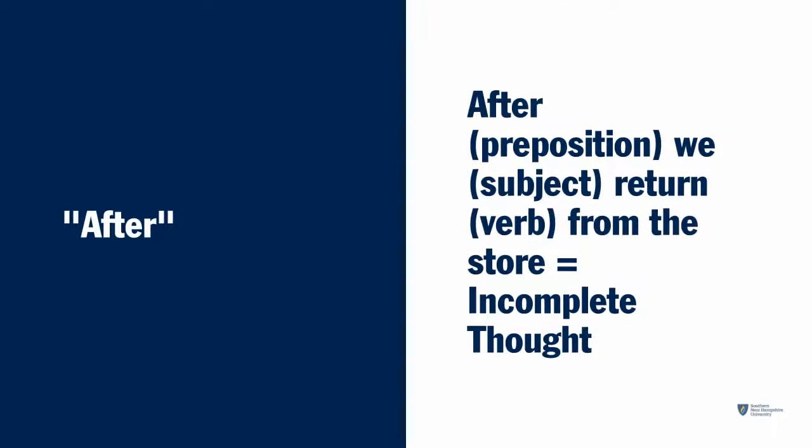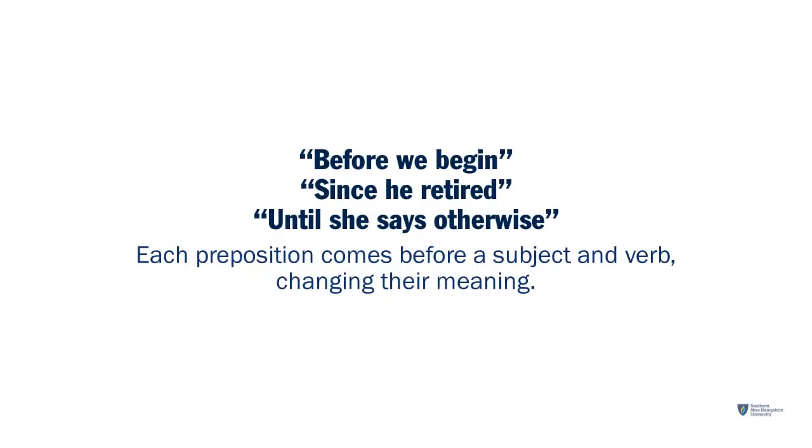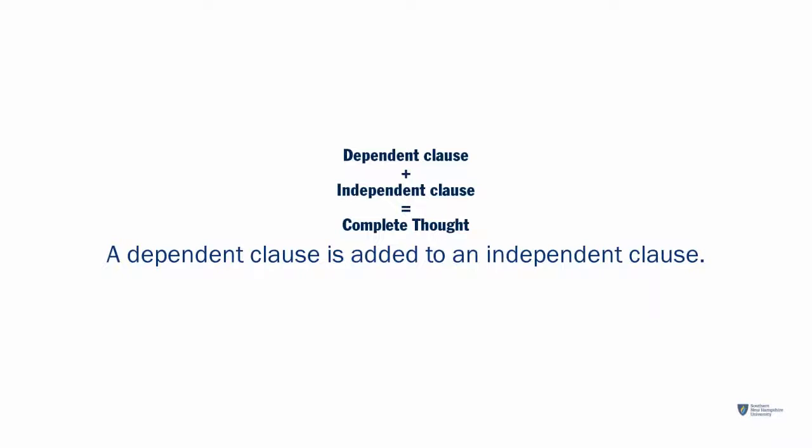The word after is a preposition. It comes before the subject and verb, changing their meaning by setting up a condition. Here are some examples. Before we begin, since he retired, until she says otherwise. They tell us something will happen when a condition is met, but not what will happen at that time. But we need to know what will happen in order to create a complete thought here. That what will be expressed in an independent clause.